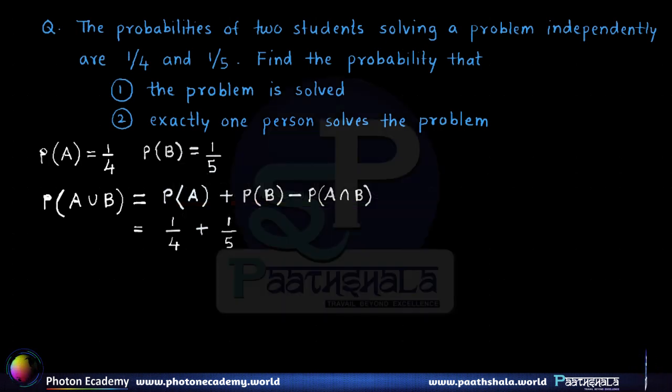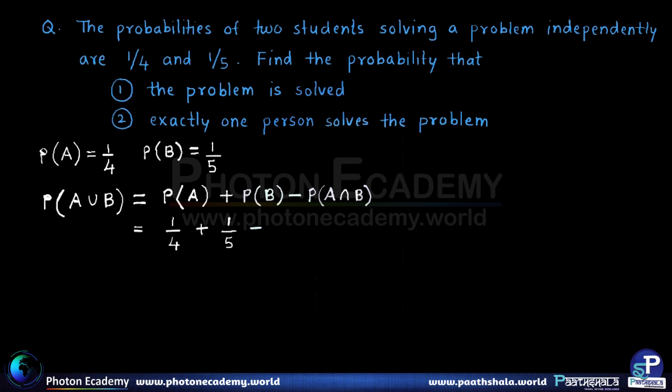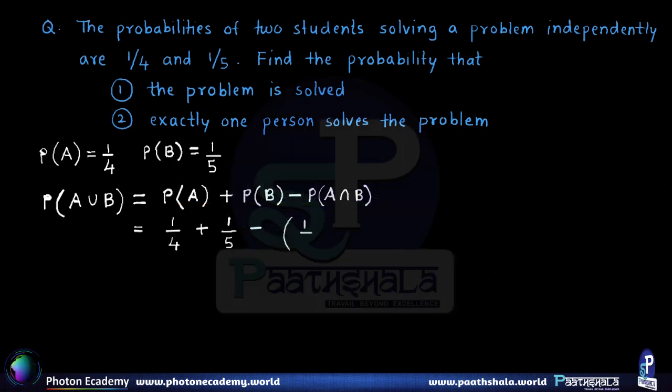minus, now P of A intersection B is not given to us directly, but it is mentioned that the two people are solving the problem independently. It means whether or not the first student solves the problem has no impact on whether or not the second student solves the problem. So this is a case of independent events. As per the definition, probability of A intersection B will be nothing but probability of A into probability of B. So we multiply the two individual probabilities, that is 1 by 4 into 1 by 5.